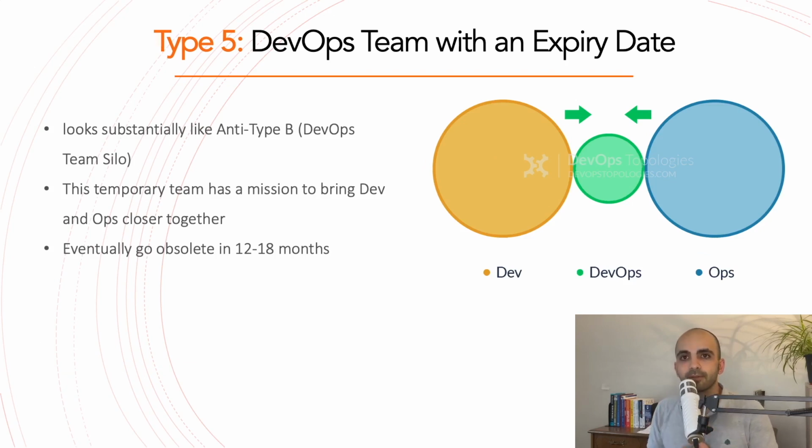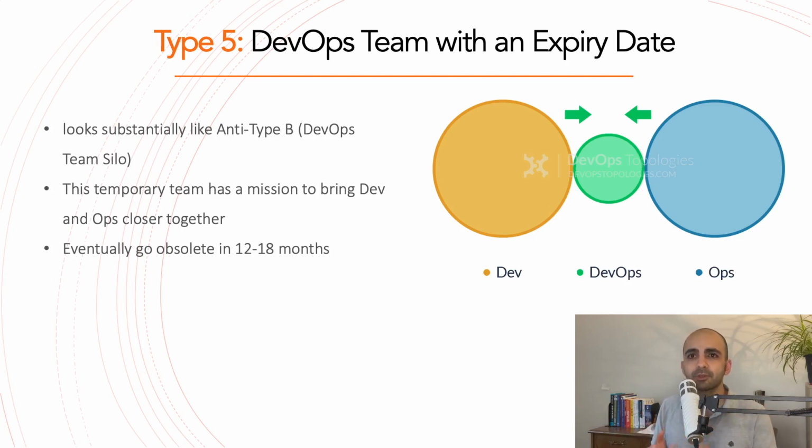Type 5, DevOps teams with an expiry date. If you have seen my previous video, you know that this is exactly type B, DevOps team silos. But there is a way this kind of structure can be very useful, and that's when we want a DevOps team temporarily, to bring ops and dev together. They talk with dev people about load balancers, DNS, and those things, and talk to ops people about DB maintenance, dev stuff, Git and so on, bringing these two together so that they can work smoothly.